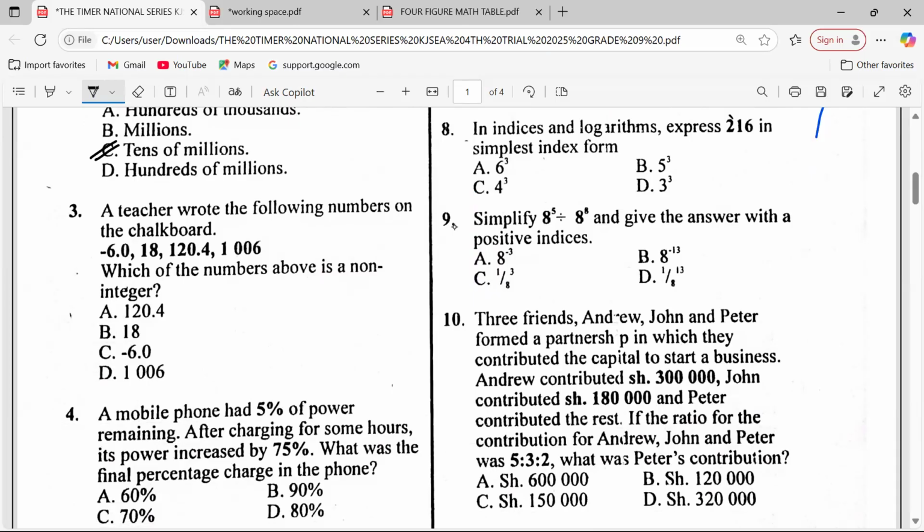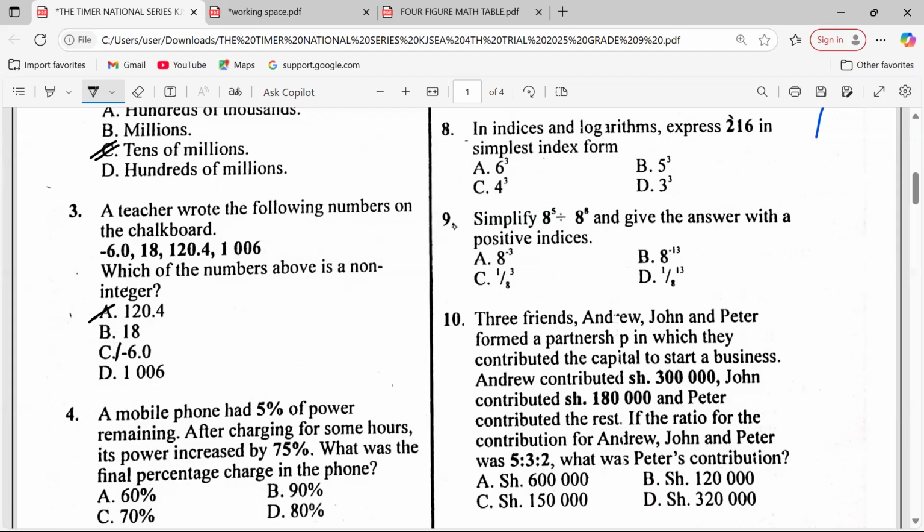Let's look at number 3. A teacher wrote the following numbers on the chalkboard. Which of the numbers above is a non-integer? Integers are both positive and negative whole numbers, including 0. So what we shall eliminate is any decimal which is appearing. And actually, just for your information, this one is an answer.